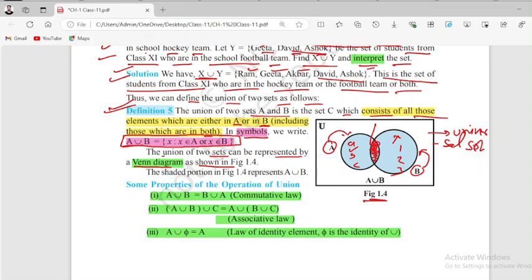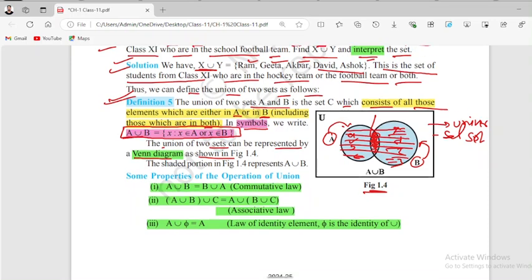So basically this is the union of sets, and this whole part represents the union of the sets. So this is the representation of the union of the sets.